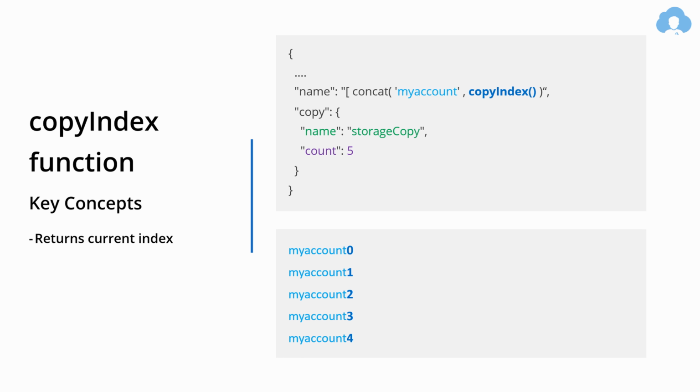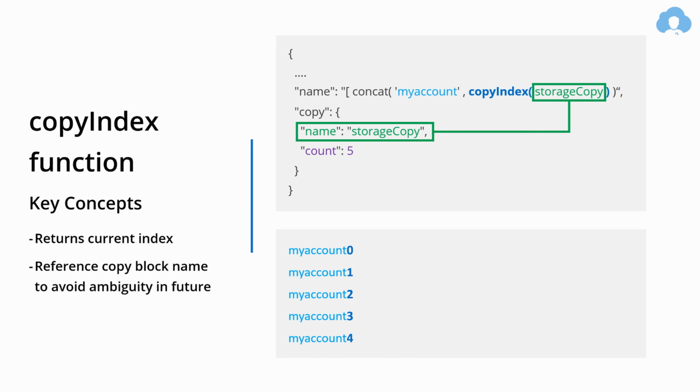The copyIndex function also allows you to pass a parameter. This parameter is the name of the copy loop that you're currently using, and this is highly recommended to do for every copyIndex that you can, to avoid ambiguity in case you're doing more copies in your templates.